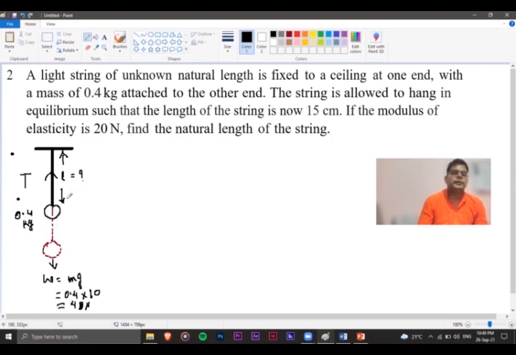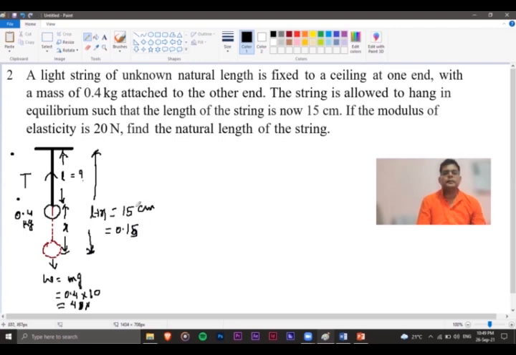and in this situation the body is in equilibrium. From here to here the extension is x, but the question says that the string is allowed to hang in equilibrium such that the length of the string is now 15 centimeter. That means after extension the total length of the string is L plus x, from here up to here, and that value is given as 15 centimeter. If you are using the SI system, you can convert that to meters, which is 0.15. Otherwise, no problem, you can just leave it in centimeter. Now it is asking you to find the natural length of the string.